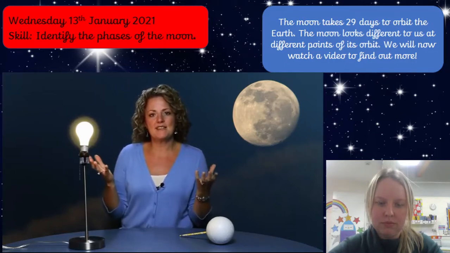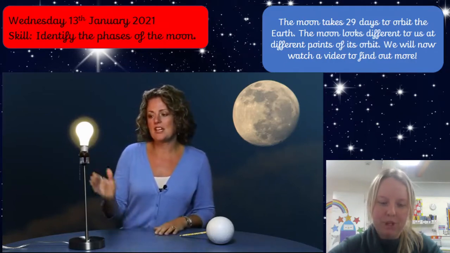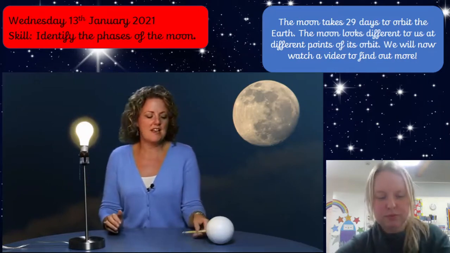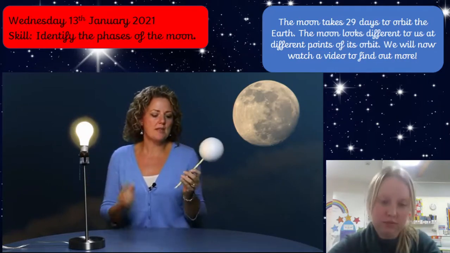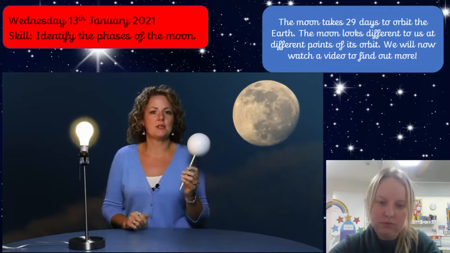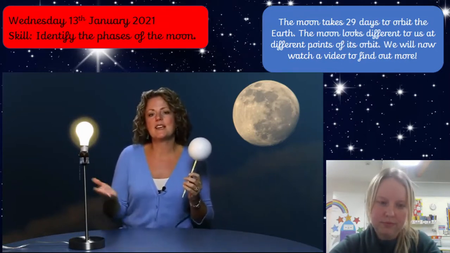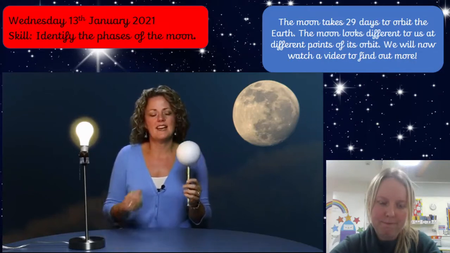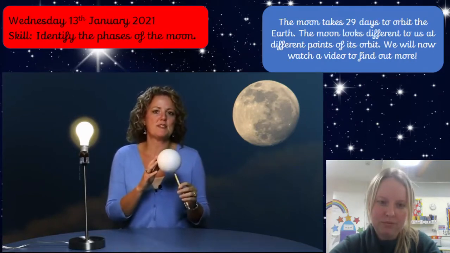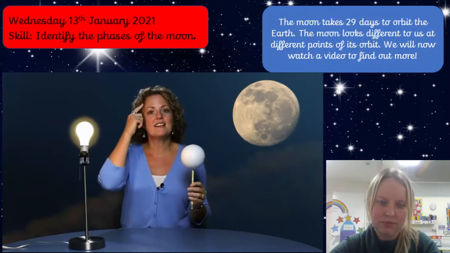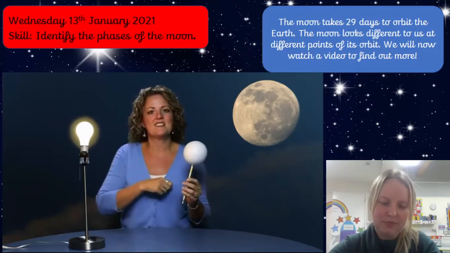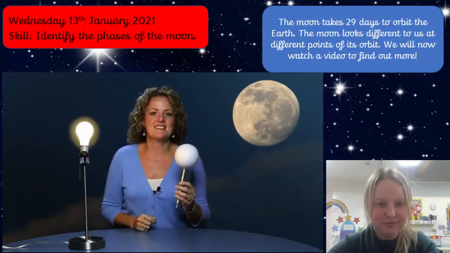Well, to do this activity, you only need 4 simple things. You need a lamp with the shade removed, a white foam ball, a pencil, and a dark room. The darker the room, the better. Now in this model, the lamp is going to represent the sun, and of course the white foam ball is going to represent the moon, and your head is going to represent the Earth. So let me show you how this works.